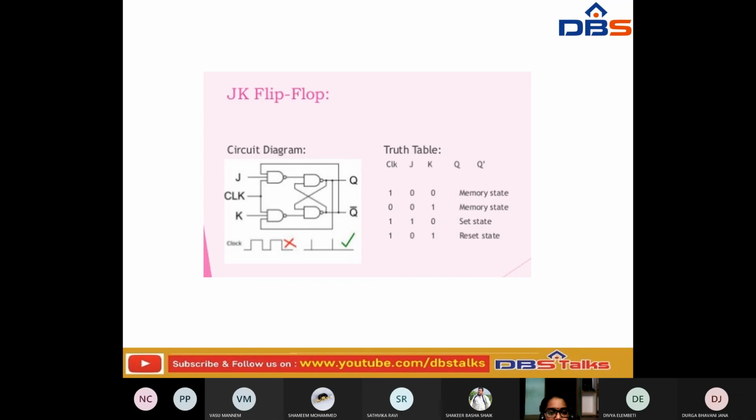Okay, so if the clock is set to 1 0 1 1 just like that, at this situation the state is the memory state. At this situation also it is in the memory state. Here it is in the set state. Here it is in the reset state. Okay.